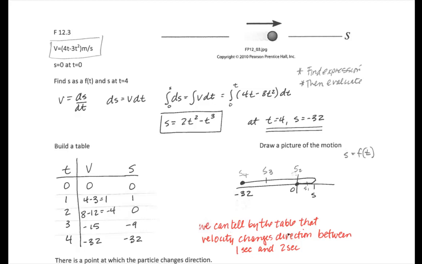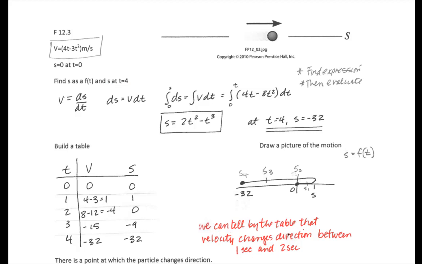When we get there, here's an example that we would have done in class, where here's a velocity, and we want to find an expression for position. This is what I'm saying here: find position s, or position as a function of time. And then here's a condition: evaluate s when t is equal to 4.